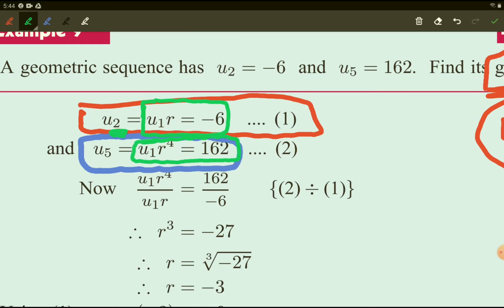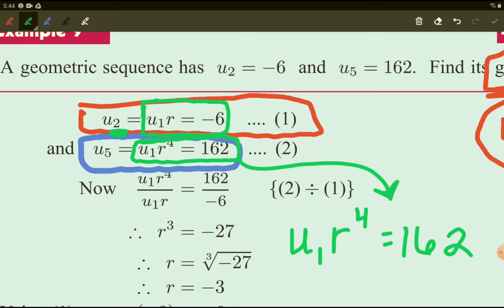Here they rewrote it in terms of the first term times R, let me write it again, U1 R to the fourth equals 162. And the way they got this exponent was they subtracted 1 from the original number here. That is how they got that number.